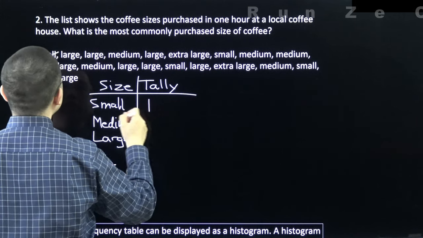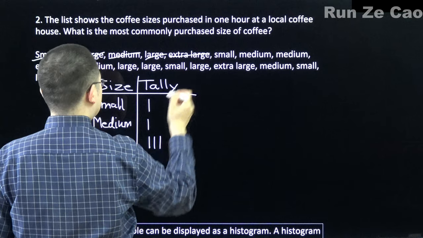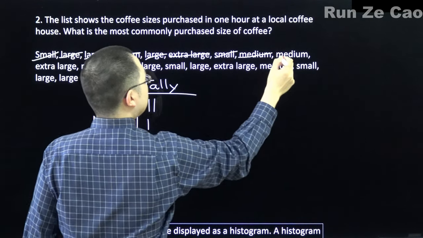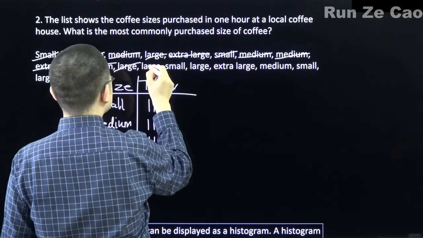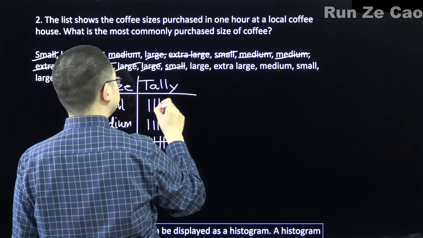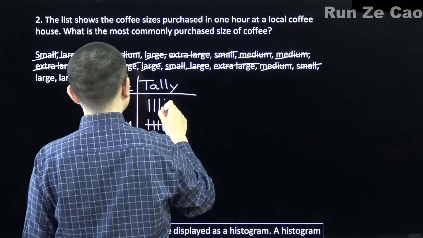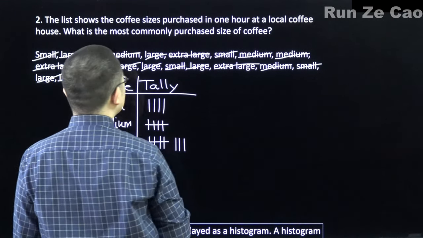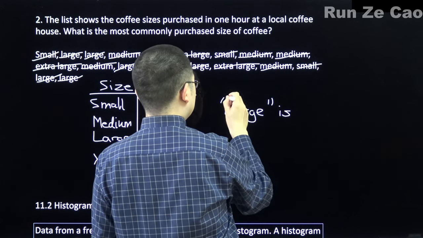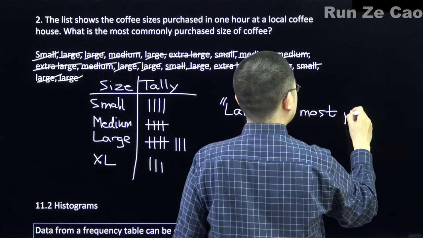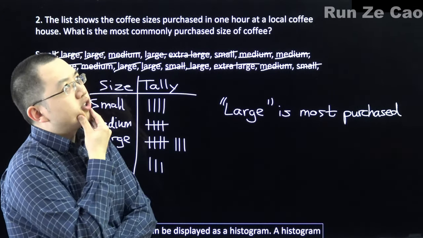So, tally, small, one, large, and large, okay, two, large, medium, one, large, one, extra large, one, small, one, medium, and medium, so two mediums, extra large, medium, large and large, so two larges, small, large, extra large, medium, small, large, and large. Oh, apparently, "large" is most purchased. I put quote marks around large because otherwise this could read pretty awkwardly. Large is most purchased.